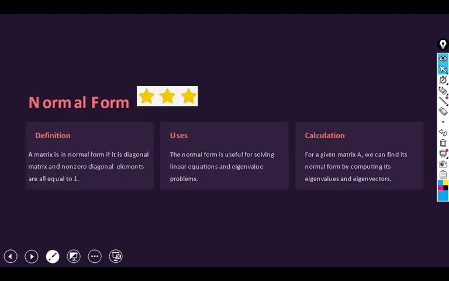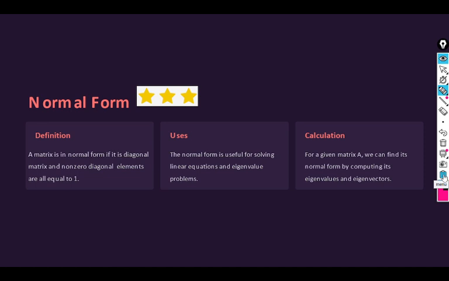So what is a normal form? The normal form is nothing but a matrix which is in the diagonal form, but all the non-zero diagonal elements are only one. In particular, I will give one example, then it becomes more clear. First of all, I will tell you another definition of the normal form.